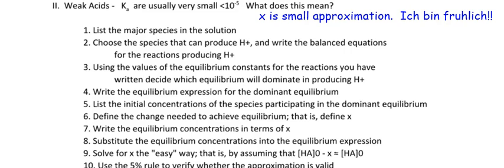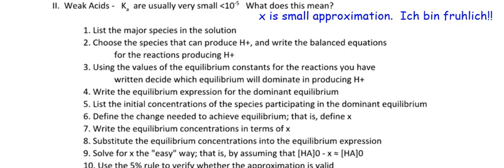Then it says, using the values of the equilibrium constants for the reactions that you have written, decide which equilibrium will dominate producing the H+. Is it usually the water or the acid? Write the equilibrium expression for the dominant equilibrium. List the initial concentrations of the species participating in the dominant equilibrium. Define the change needed to achieve equilibrium, define X. Write the equilibrium concentrations in terms of X. Substitute the equilibrium concentrations into the equilibrium expression.